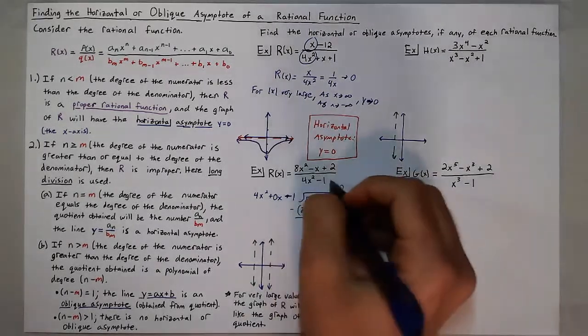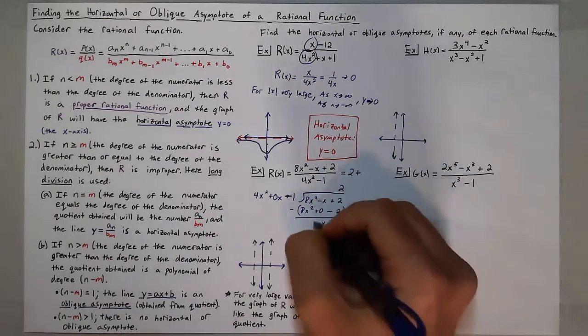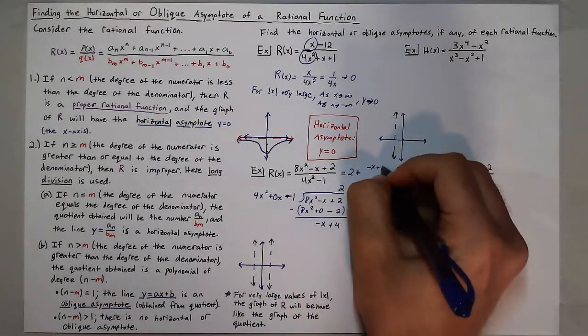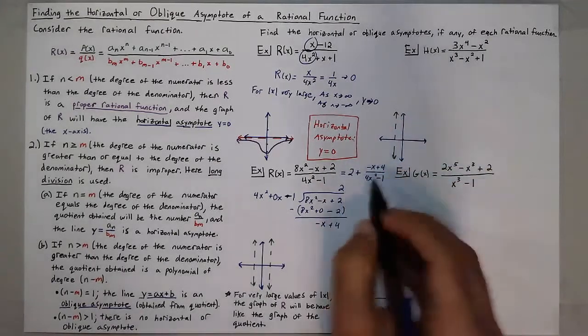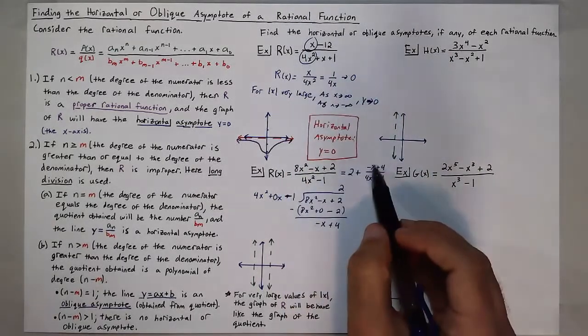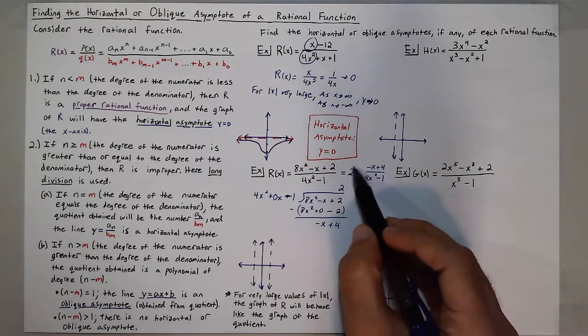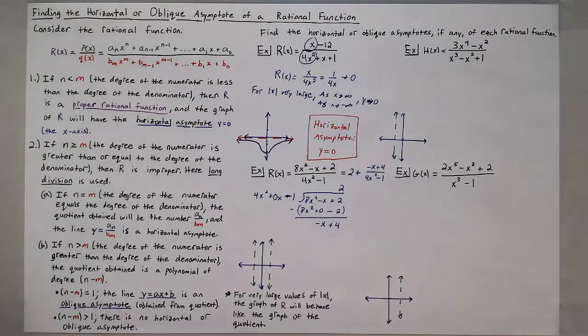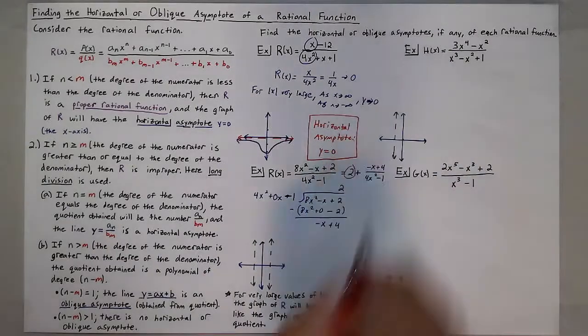So the quotient when we're done with this is 2 plus the remainder, negative x plus 4, over the divisor, 4x squared minus 1, which we talked about earlier. This just goes to 0 because the numerator in the top is lower degree than the one on the bottom. But the rest of the function approaches y is equal to 2. So that quotient that you end up with is your horizontal asymptote.